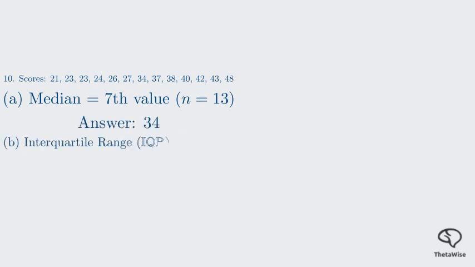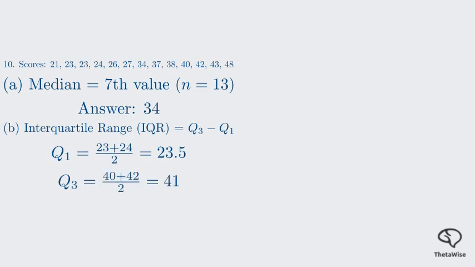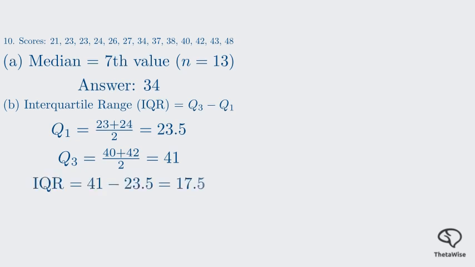Part B asks for the interquartile range. First, find the lower quartile, Q1, and the upper quartile, Q3. Q1 is the middle of the bottom 6 values. That is between the 3rd and 4th score, giving us 23.5. Q3 is the middle of the top 6 values. That is between the 10th and 11th score, giving us 41. The interquartile range is Q3 minus Q1, which equals 17.5.